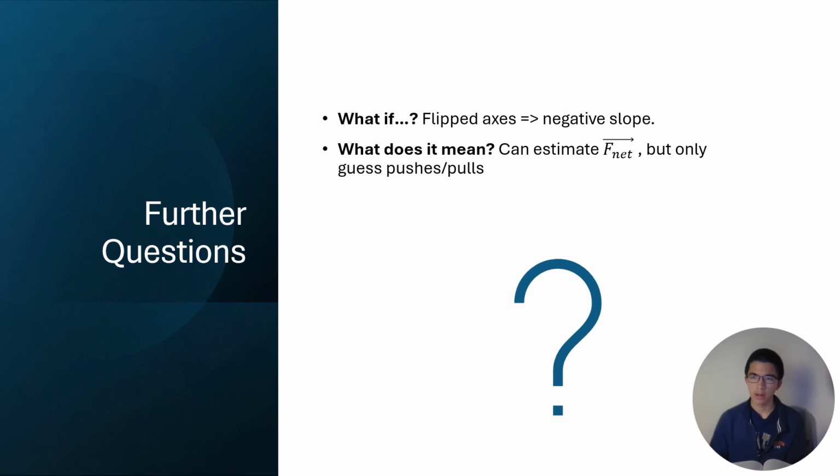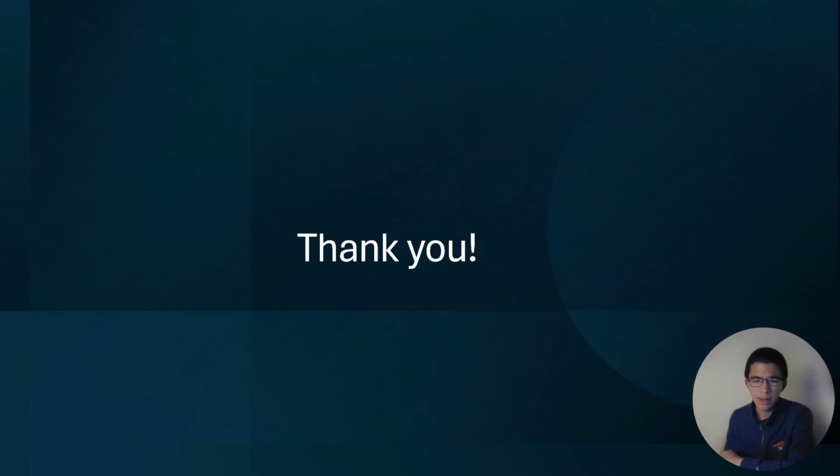And the model shows how the object would react if there was no net force. So our deviation showed there was a net force. However, we can't really guess the number of different pushes and pulls. We can assume gravity and normal force, but beyond that, we can't really be sure how many different things are pulling at it.